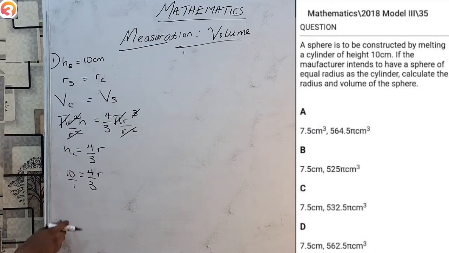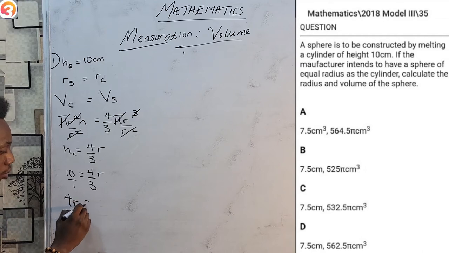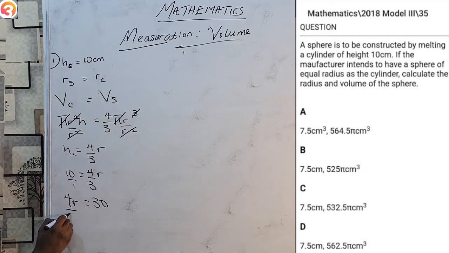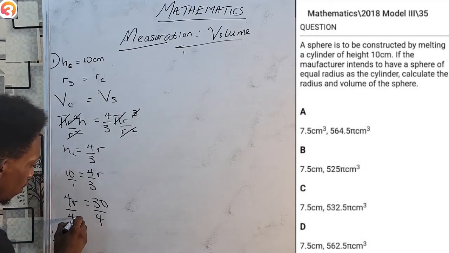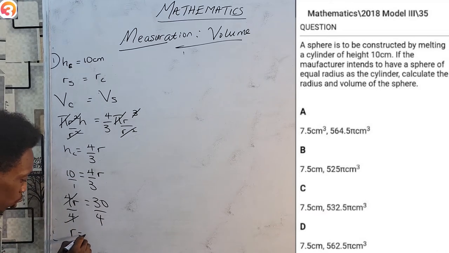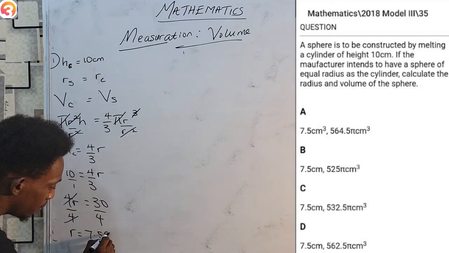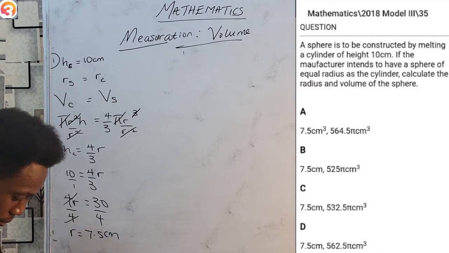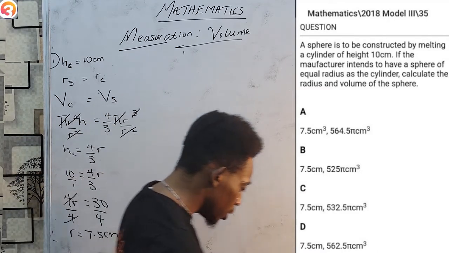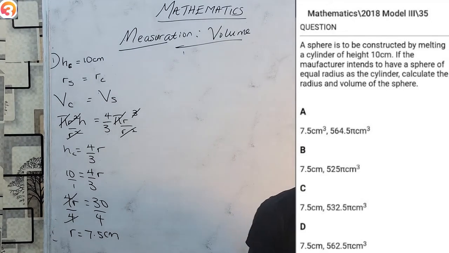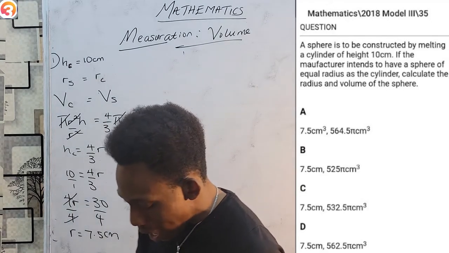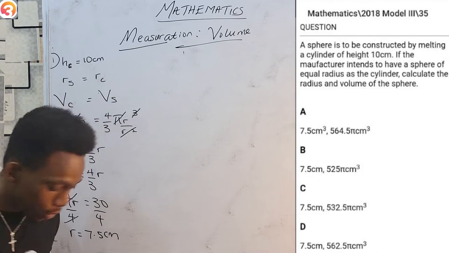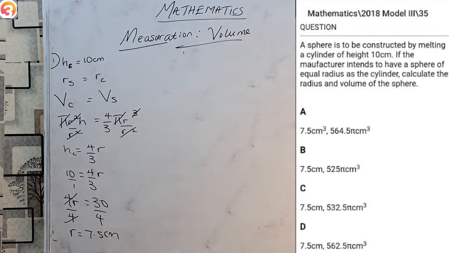So over 1, cross multiply. 3 times 10 is 30. So 4r equals 30, divided by 4, and that must be 7.5 centimeters. Now, if I look at my app, all my options for radius are 7.5 centimeters. That means I did not even have to solve for this part. I could have just guessed it because it was obviously correct.